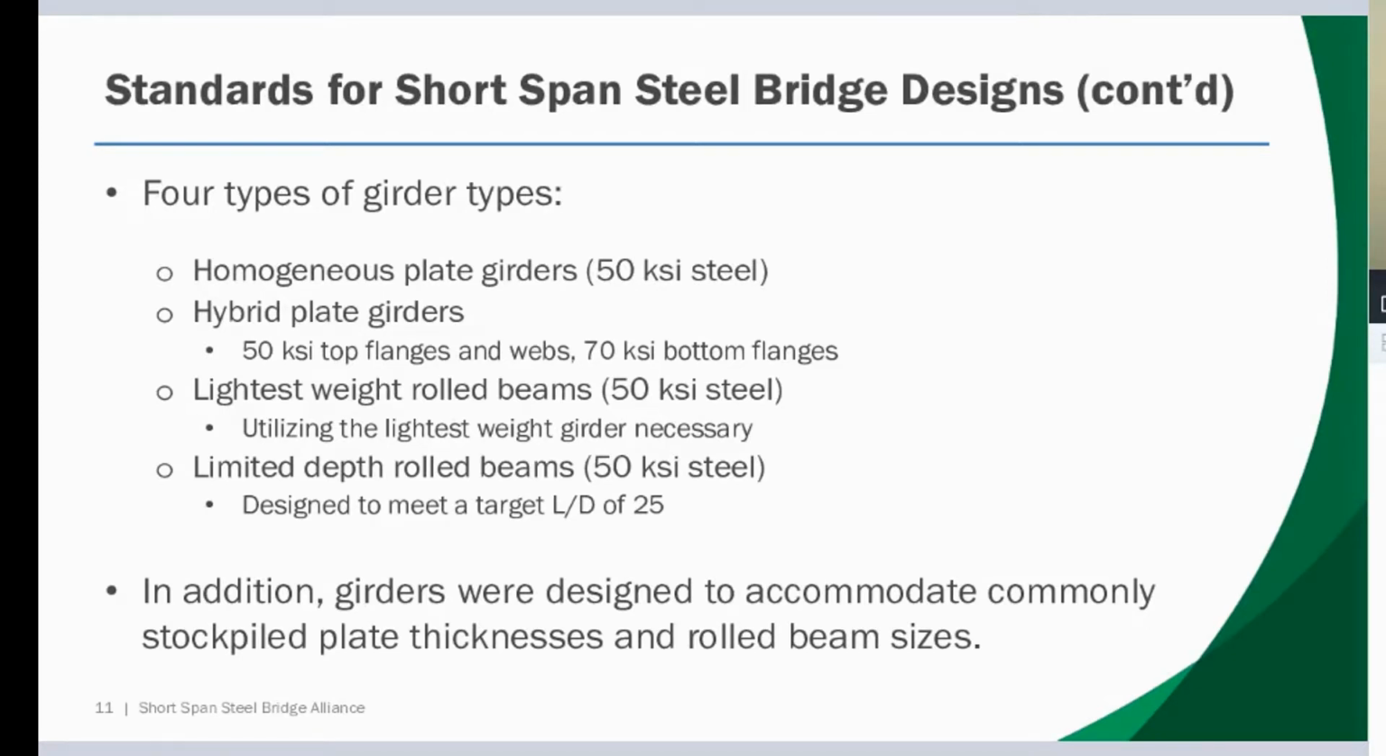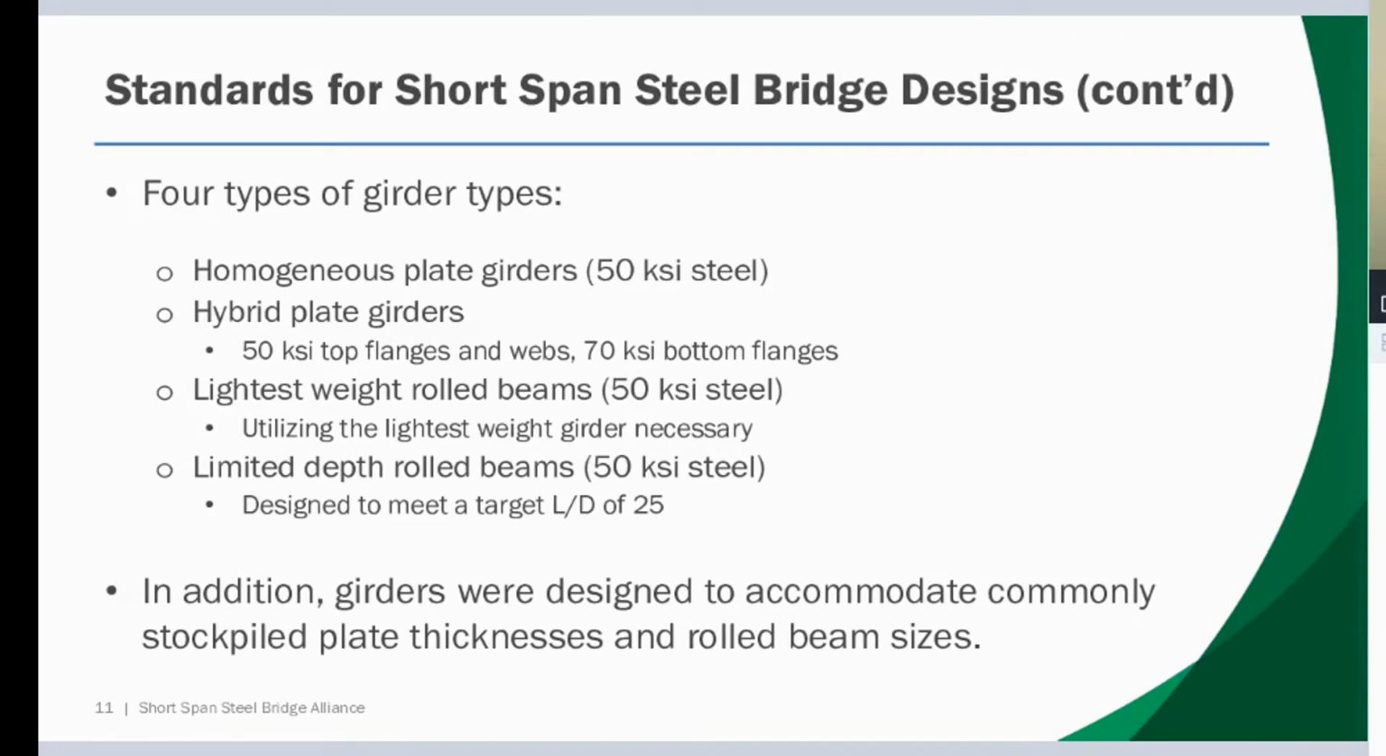So for each of those increments, we looked at 2 different plate girder options. One, just a homogeneous plate girder with 50 KSI steel throughout. And we also included a hybrid option that had a 70 KSI bottom flange. So 2 plate girder options and then 2 rolled beam options. So with the rolled beams, we adopted 2 philosophies. So one of them is what we're calling a lightest weight option. So literally just looking at a given increment of span length and girder spacing and literally trying to find the lightest section out of the steel manual that we can to safely resist those load demands.